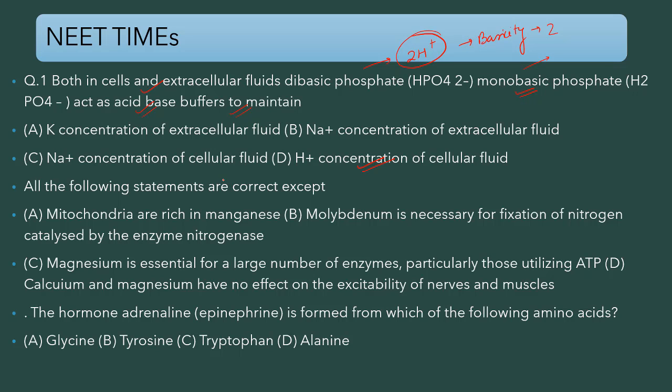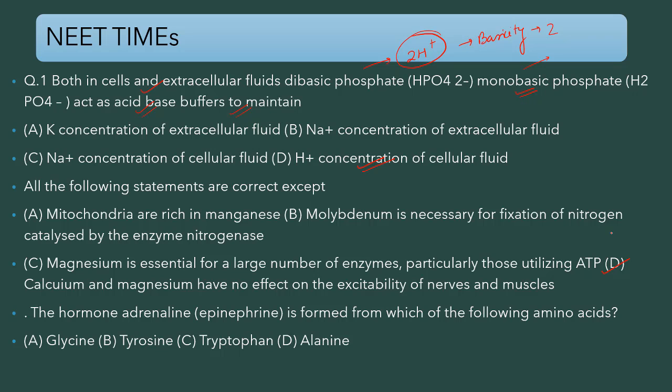The first statement is correct, mitochondria are rich in manganese. The second statement is also correct, molybdenum is necessary for the fixation of nitrogen catalyzed by the enzyme nitrogenase. The third is also correct, magnesium is essential for a large number of enzymes, particularly the kinases like hexokinase, which are involved in utilizing ATP. Calcium and magnesium do have an effect on the excitability of nerves and muscles. So D is incorrect.